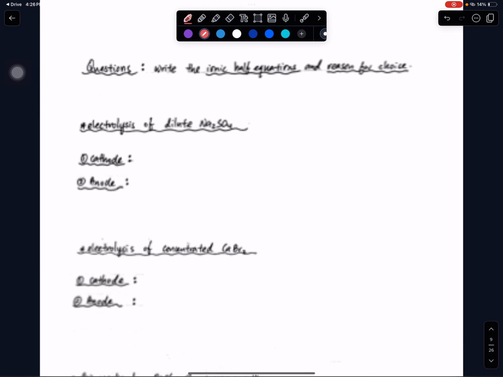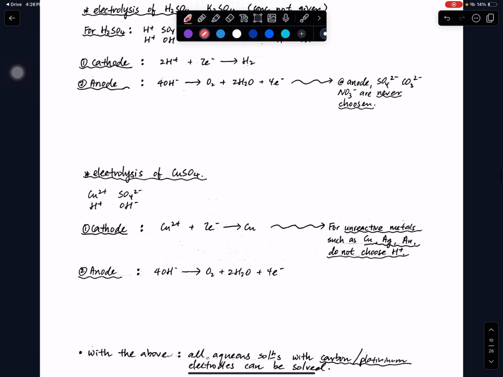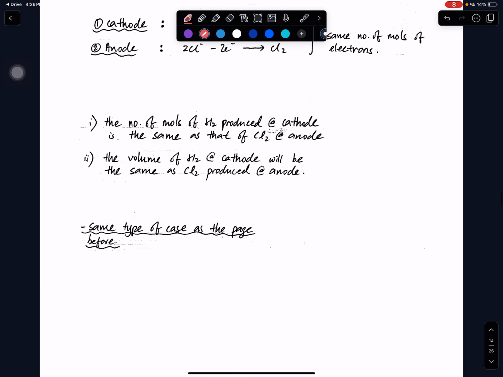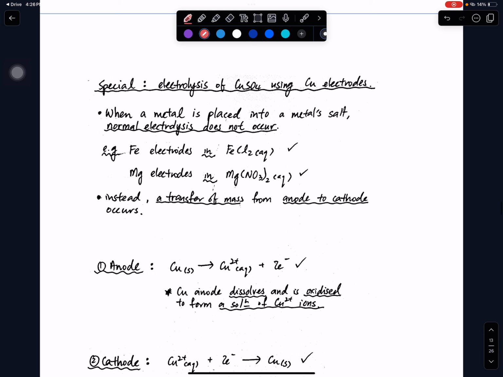Okay, so let me go back. Now I'm going to go through a special case. So you can come back to page 13 over here. Now I'm going to show you guys a special case. What happens here is when you use a metal that's placed into a metal salt, you will realize that the normal electrolysis doesn't happen.